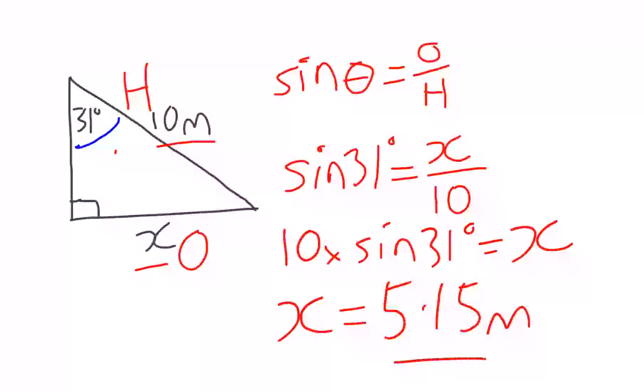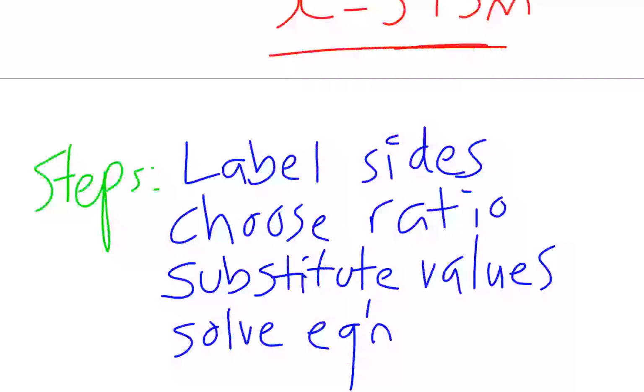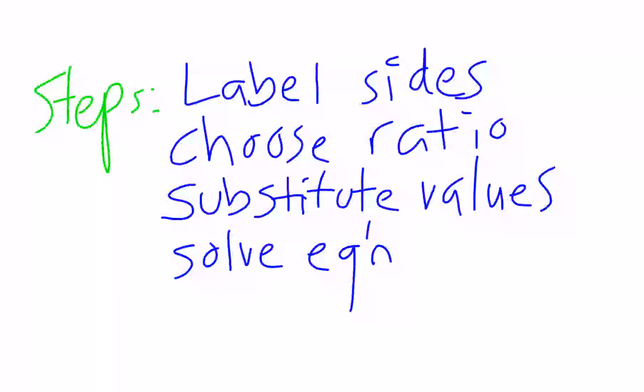Quick check that that is less than the hypotenuse of 10. Yes, it is. And we've done our problem. So the steps you really need to follow are these. Label the sides of the triangle, and that lets you choose the ratio you'll use. Substitute in the values, and then just solve the equation.